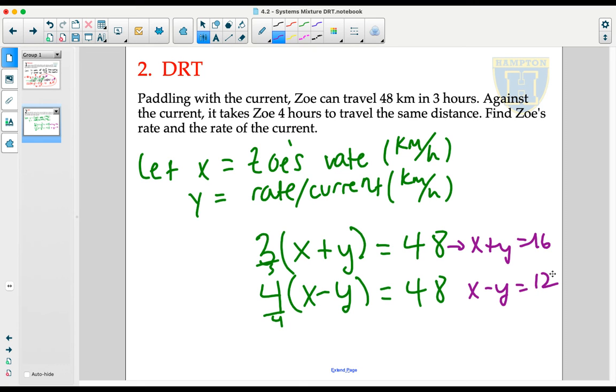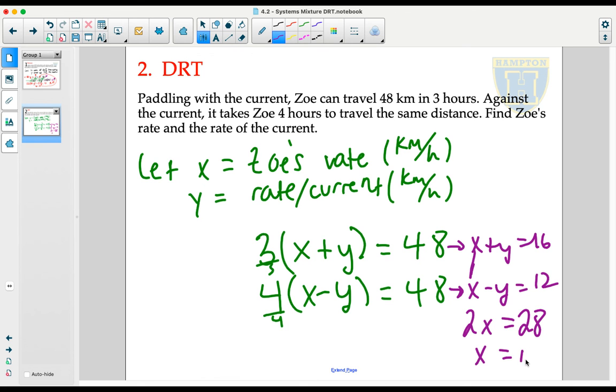Just like we could multiply both sides of an equation in a system by the same number and create a new equivalent equation, we can do the same thing with division. At this point, we can use elimination and we can add down. x and x makes 2x. y minus y is 0. There's the elimination of the one variable, and 16 and 12 makes 28.